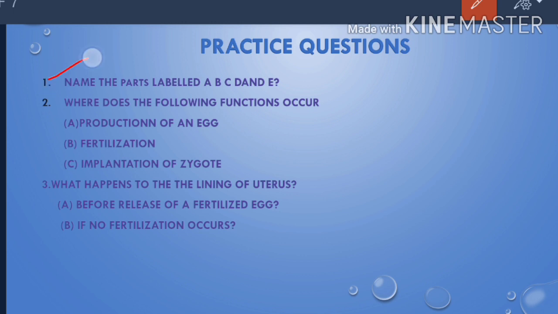Name the parts and label A, B and C in the diagrams, and where do the following functions occur? Production of an egg, where does it occur? Ovary. And fertilization, where does it occur? And implantation of the zygote, where does it happen? And what happens to the lining of the uterus? What happens to the uterus if fertilization takes place? If fertilization does not take place, what will happen in the uterus? These questions should be answered by you.